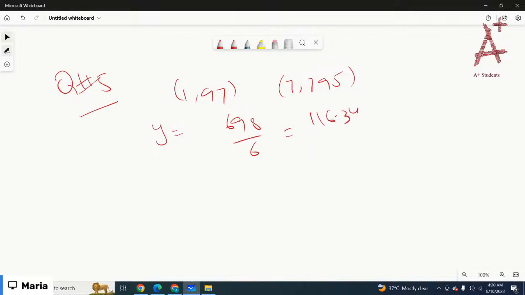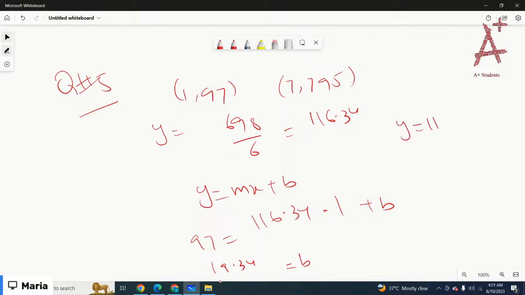Now just substitute the value of the slope and the coordinates to find the value of b. So it would be y equals mx plus b. y is 97, m is 116.34, times 1 plus b. So it would be b equals negative 19.34, right? That means the equation is y equals 116.34x minus 19.34, right? That is the equation.